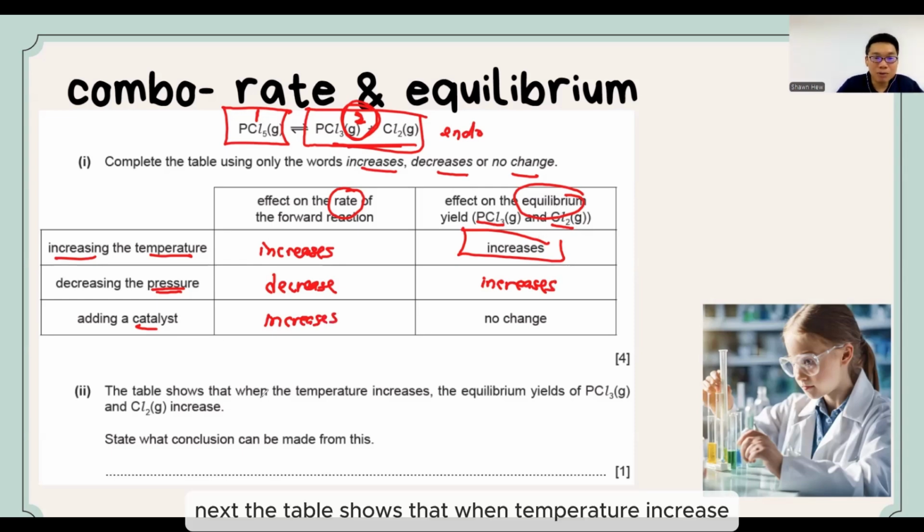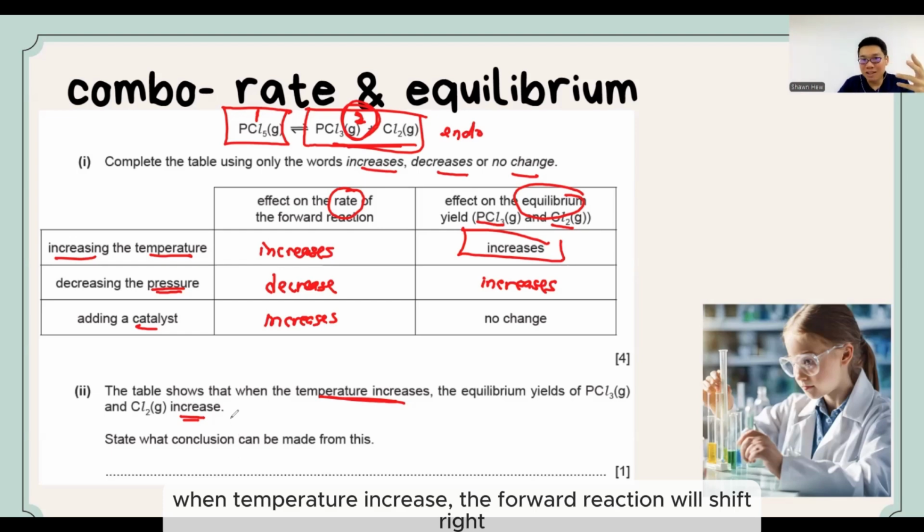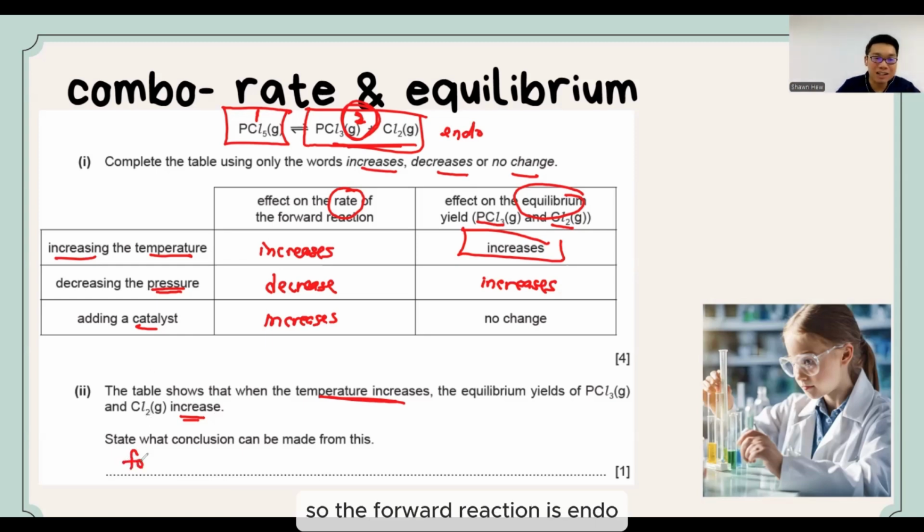Next, the table shows that when temperature increases, the equilibrium yield increases. What conclusion can you make? When temperature increases, the forward reaction will shift right, which means they like the higher temperature. So the forward reaction is endo.